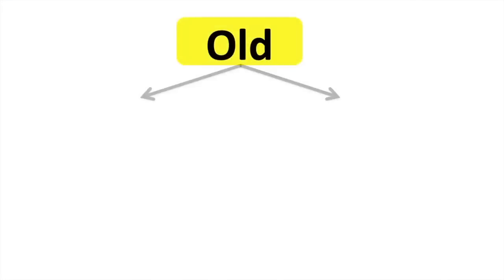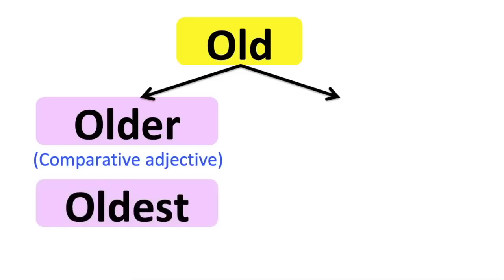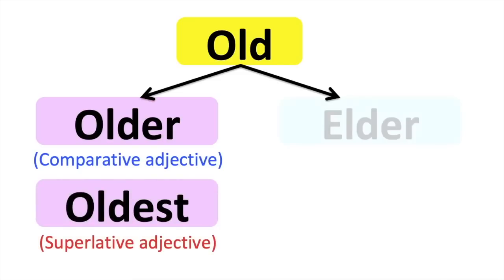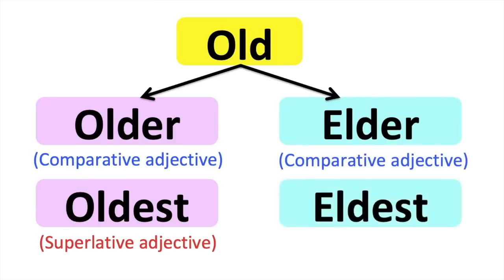Old. Older. This is a comparative adjective. Oldest. This is a superlative adjective. Elder. This is a comparative adjective. Eldest. This is a superlative adjective.